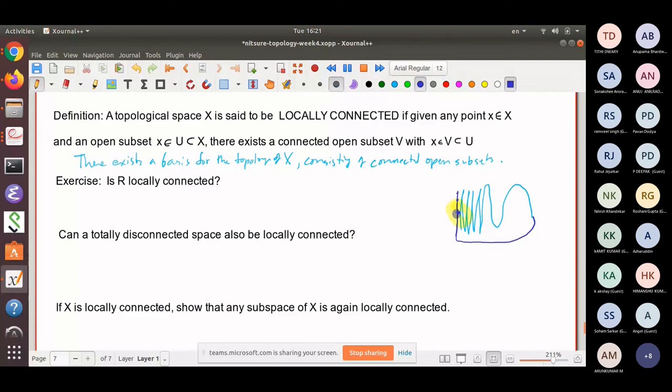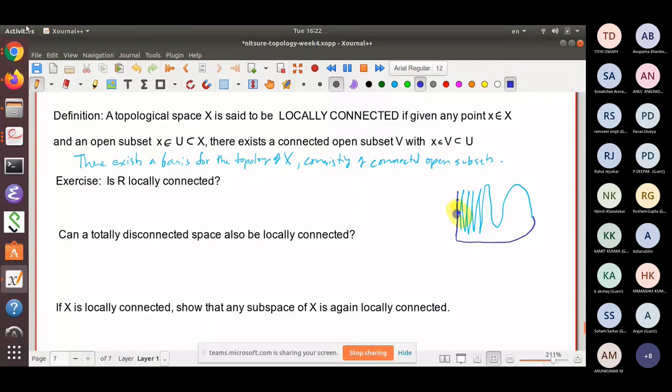But the overall space is connected, but it's not locally connected. Overall space is connected, it's even path connected. You can go like this. To go from here to a nearby point there, you will have to travel like this and do all the zigzag till you come there.